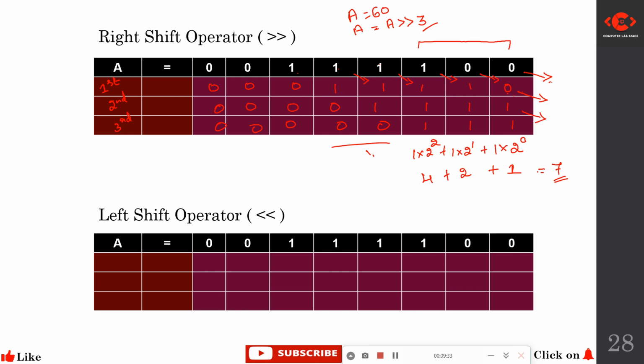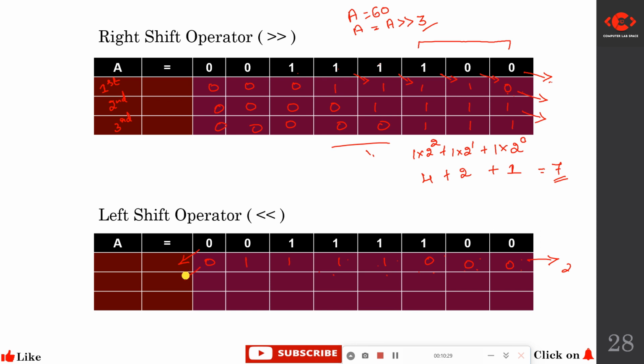This is the final answer you need to write when they ask in the exam, either for the right shift or the left shift. In a similar way, for the left shift you need to ignore the left side bits of the operand. So here you are going to ignore this, and the remaining you are going to write. Here also you need to consider only 8 bits, whatever the value is. 0, 1, 1, 1, 1, 0, 0, 0.